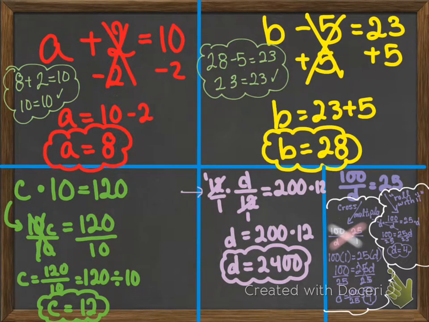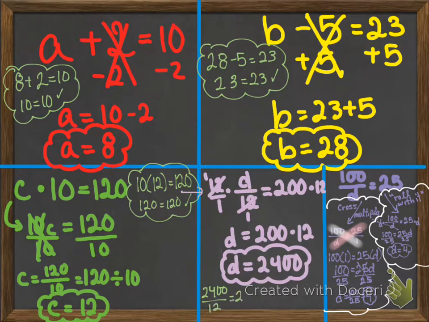Well, 28 minus 5 is 23. 23 is equal to 23. Therefore, it's true, and I got it right. For the green one, 10 times 12 is equal to 120. Well, 10 times 12 is 120. 120 equals 120. Boom, got it right.